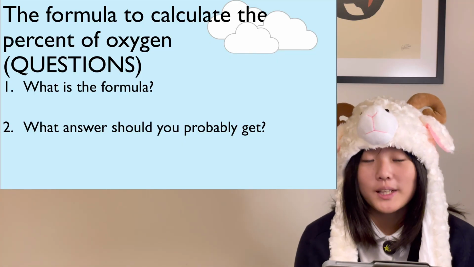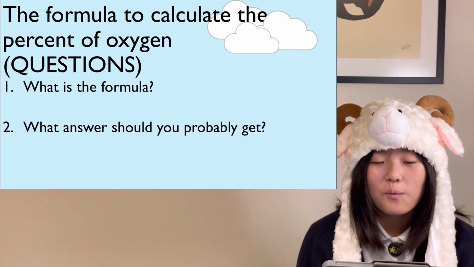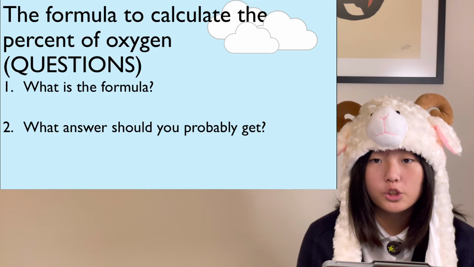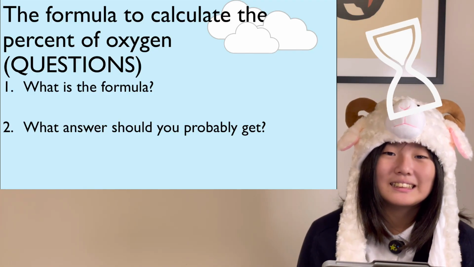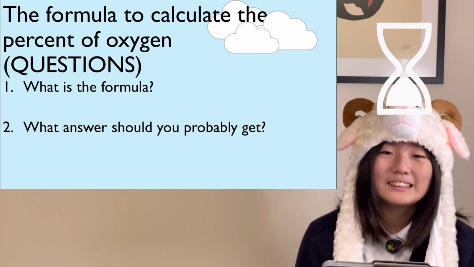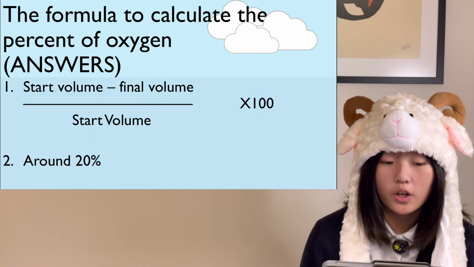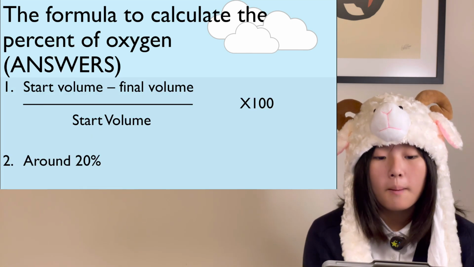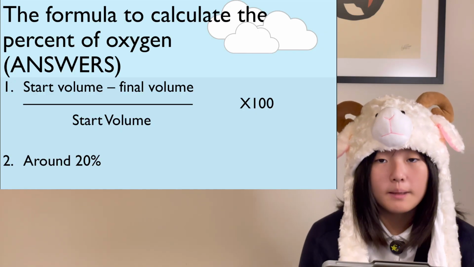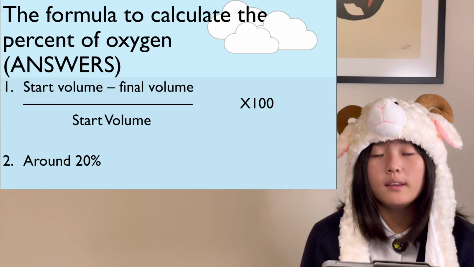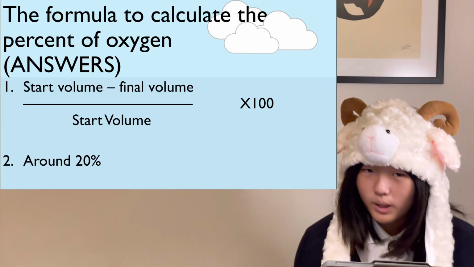Now, I'll give you some questions to test your understanding. What is the formula? What answer should you get? The answers are the start volume minus the final volume divided by the start volume times 100. And you should get the answer of around 20%.